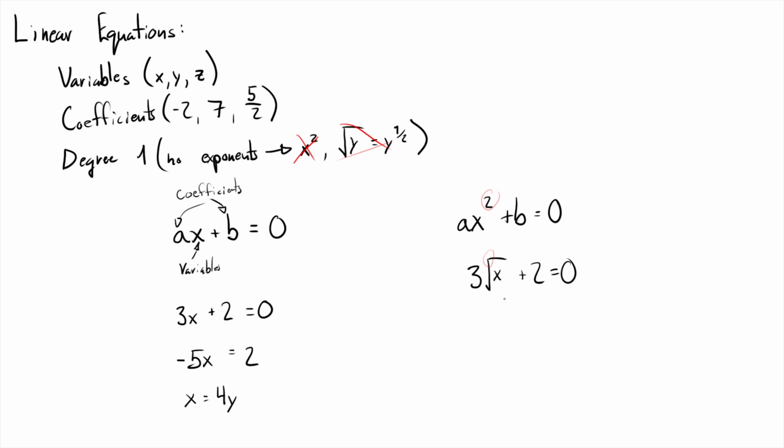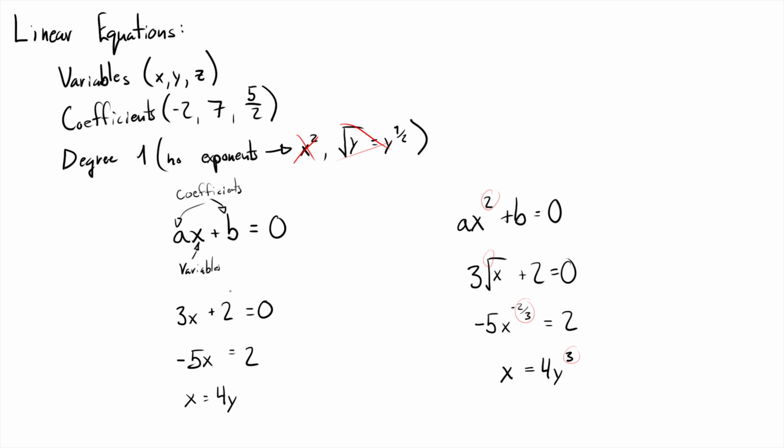Likewise, if I have something like -5 times x to the exponent -2/3 equals 2, this also is not a linear equation, again, because of this -2/3 exponent. And finally, if we have something like x equals 4y to the exponent 3, again, not linear because of this exponent of 3. Okay, so that goes over what is and what isn't a linear equation. Now let's get into some examples and solving those.